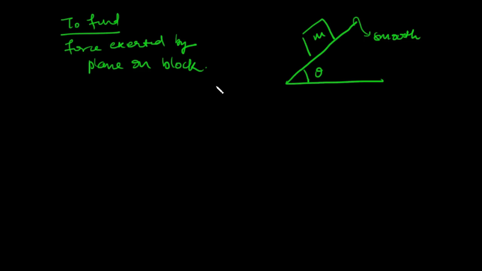Okay. Alright, so we are given a smooth inclined plane and the block is lying on the inclined plane. What are we to find? We have to find the force exerted by the plane on the block. Okay. So first of all, I would want to know the forces on the block. So first I isolate the block. Obviously this is already isolated. Now, what are the forces on the block? First would be the gravity.